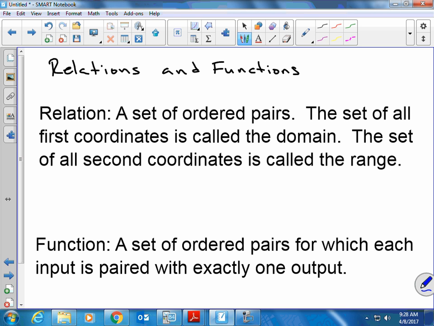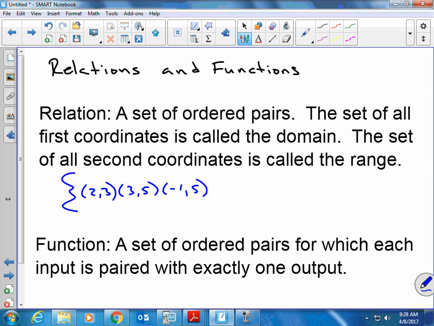But let's define a few more things inside of a relation. The set of ordered pairs where the first coordinate is called the domain, and the set of all numbers in the second coordinate is called the range. So what in the world does this look like? There's set notation: a set of ordered pairs. What's another way of saying ordered pairs? An xy coordinate. So how many ordered pairs do I need? It doesn't matter. I can put as many as I want.